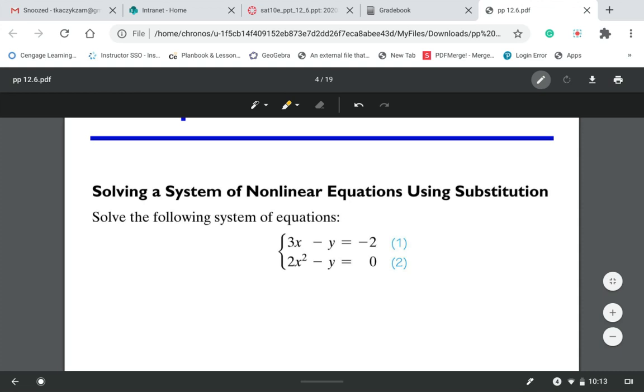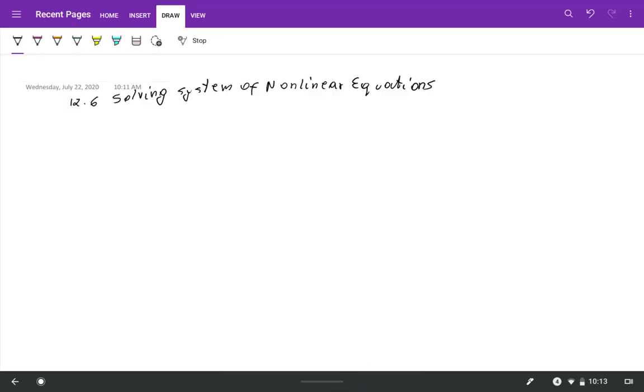Okay, so let's move on to OneNote, and we're going to work on example 1. We have 3x minus y equals negative 2. This is equation 1. And 2x squared minus y equals 0. This is equation 2. So in this system, equation 1 represents a straight line, and equation 2 represents the parabola.